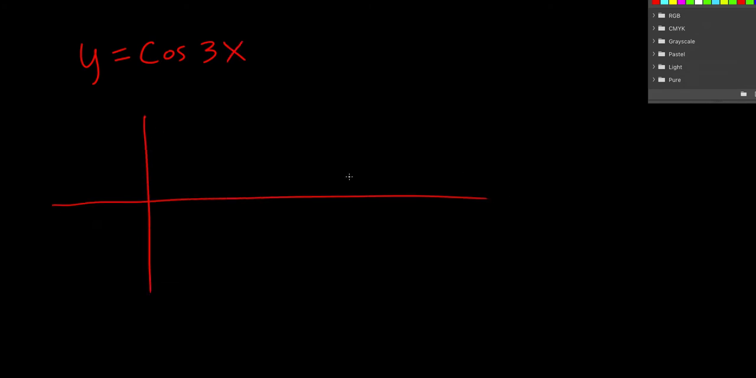Okay, let's try another one. So this time we have y equals cosine of 3x. Once again, I'm going to start by just drawing regular cosine. So it goes from 1 to negative 1, this is pi, and this is 2 pi. Once again, that's all the stuff I expect you to draw. You don't have to draw stuff in between there.